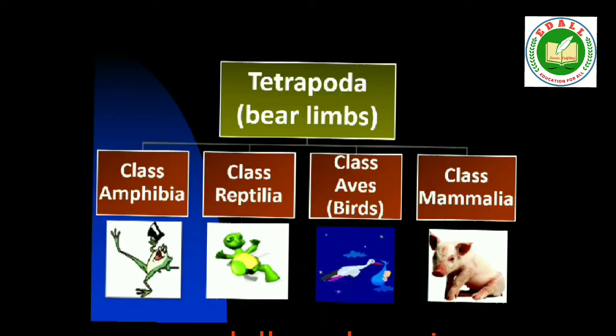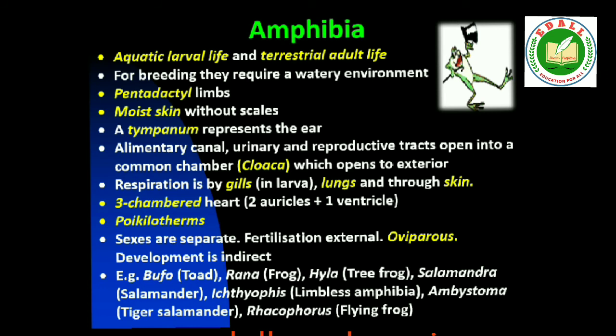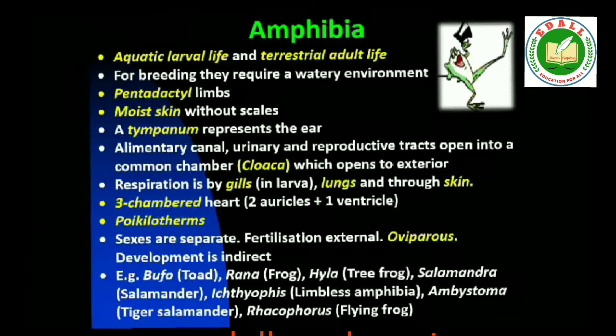Fourth is class Amphibia. As the name indicates, Greek word amphi meaning dual, bios, life, amphibians can live in aquatic as well as terrestrial habitats. Most of them have 2 pairs of limbs. Body is divisible into head and trunk. Tail may be present in some. The amphibian skin is moist, without scales. The eyes have eyelids. Tympanum represents the ear.